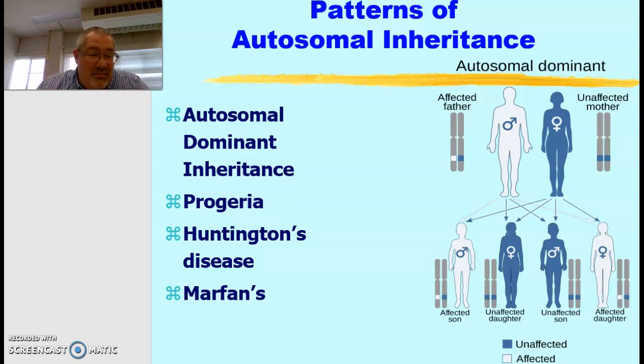So if one individual, either dad or mom, contains the allele, they can potentially pass it on to their offspring with a 50% chance of occurrence. So that ends the first portion of chapter 13. The second portion will talk about sex-linked traits and chromosomal mutations.